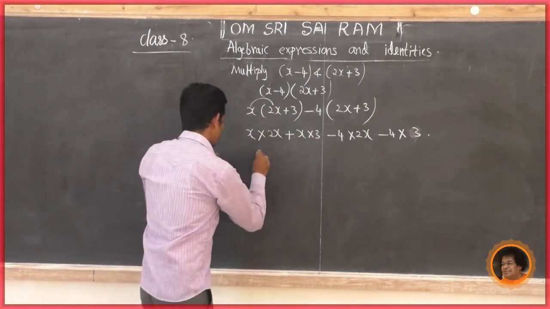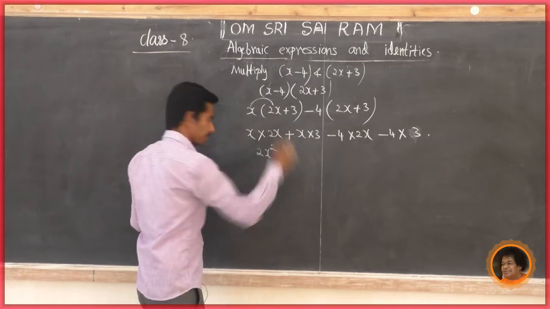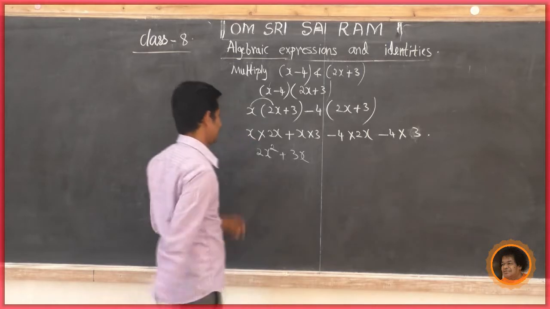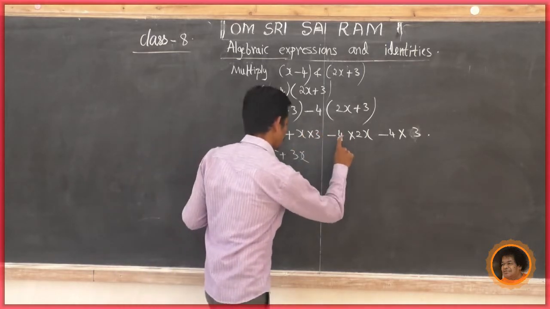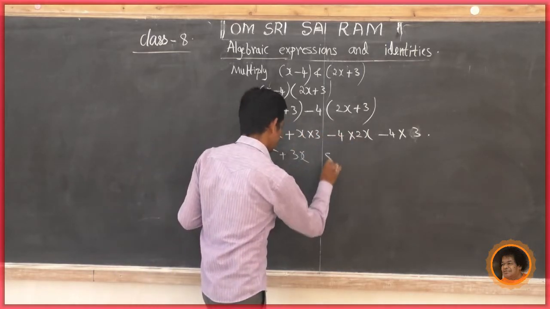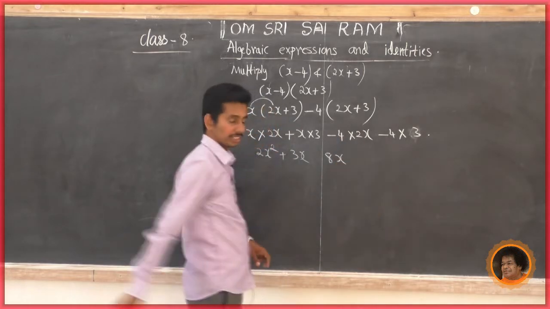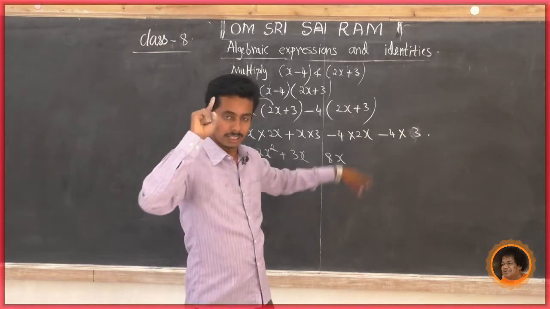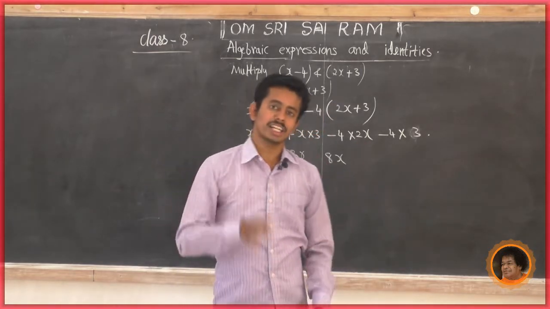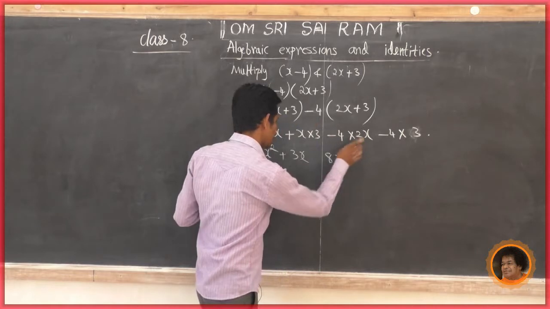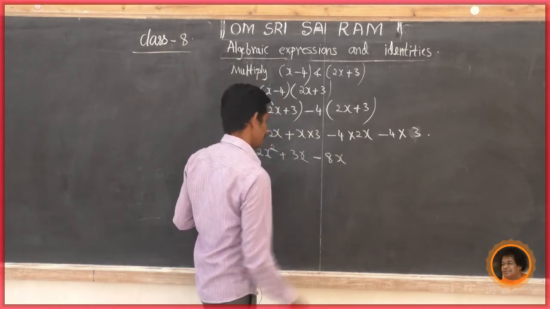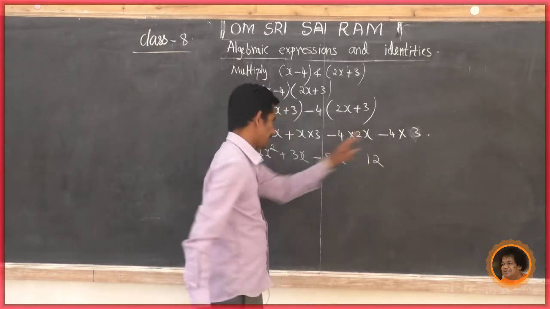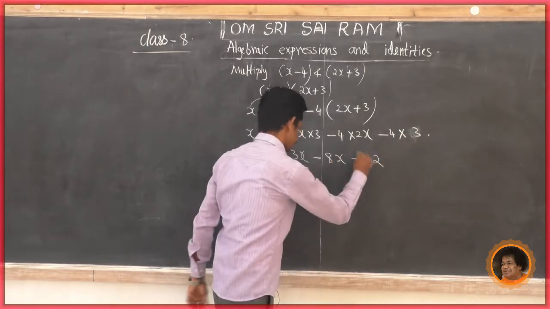Now multiply. x into 2x is 2x squared, plus 3 into x is 3x. Then minus 4 into 2. First multiply: 4 into 2 is 8, 8 into x is 8x. Here is minus into plus. When we multiply unlike signs, the product gets a minus sign. So minus into plus becomes minus. Here minus 4 into 3. 4 into 3 we know is 12. Now minus into plus is also minus.